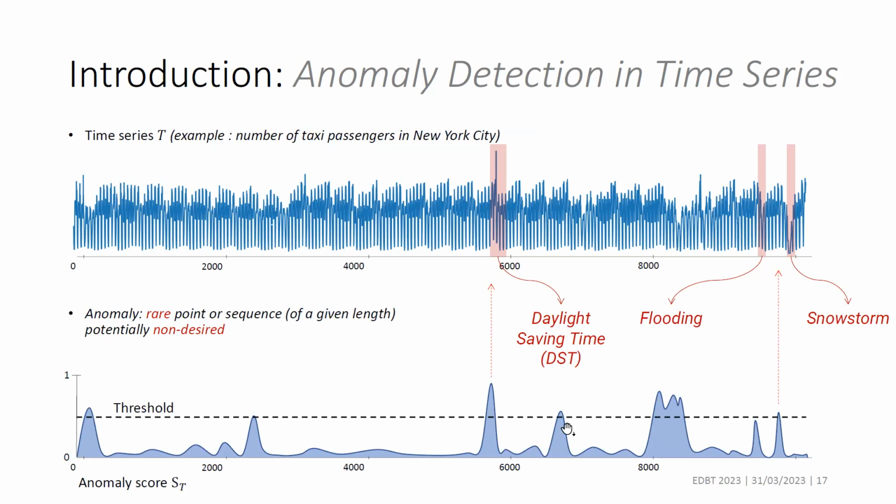an anomaly. Okay, so here we see that it might be correct, like the daylight saving time, but there are also some false positives, like Christmas here, or I think this was Martin Luther King Day, and this is Labor Day, so some other regular events.